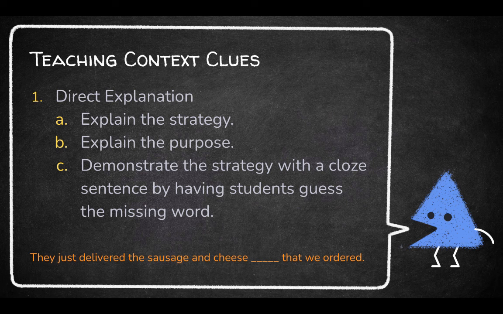Here are some steps for directly teaching context clues to your students. First, start with a direct explanation. In this step, you'll need to explain the strategy and its purpose, and then demonstrate the strategy with a closed sentence by having students guess the missing word. For example, they just delivered the sausage and cheese blank that we ordered. We can use the clues from the text, sausage and cheese, and then that was something that we ordered to infer that the word would be a pizza.